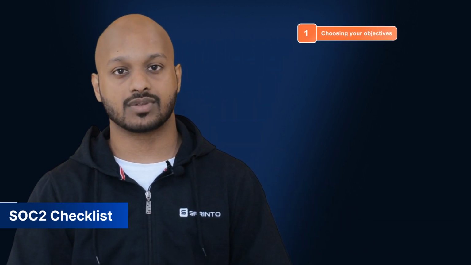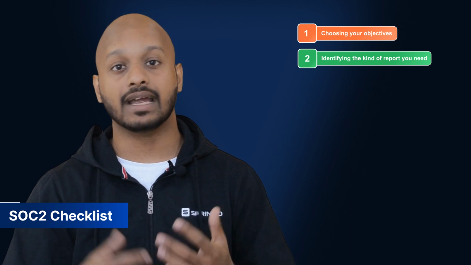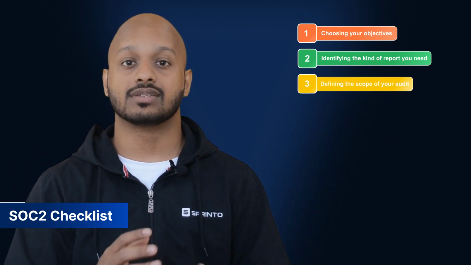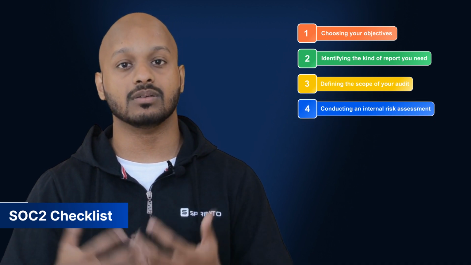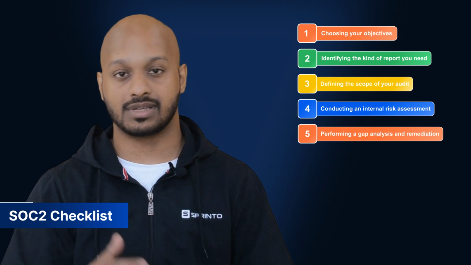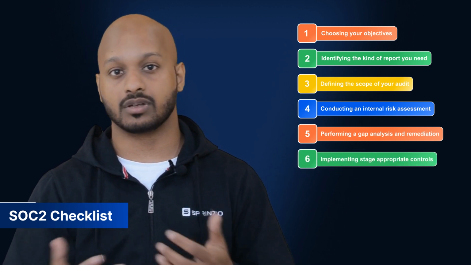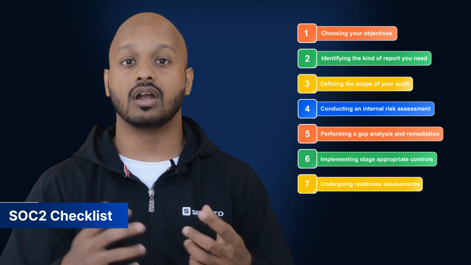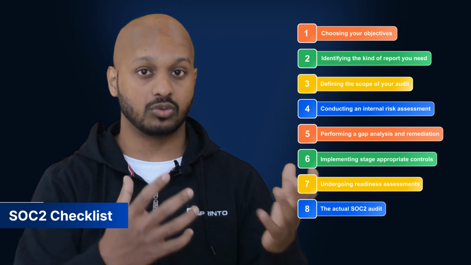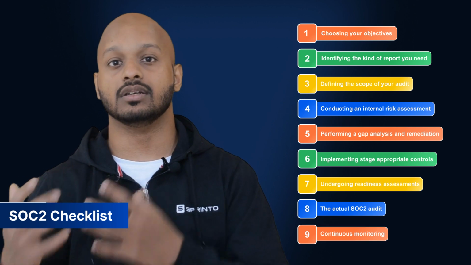It's very useful. Step 1 is choosing your objectives. Step 2 is identifying the kind of report that you need. Step 3 is defining the scope of your audit. Step 4 is conducting an internal risk assessment. Step 5, performing gap analysis and remediation. Step 6, implementing stage-appropriate controls. Step 7, undergoing readiness assessments. Step 8, the actual SOC 2 audit. And Step 9, continuous monitoring.